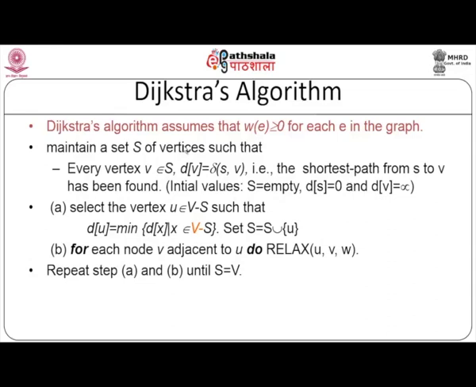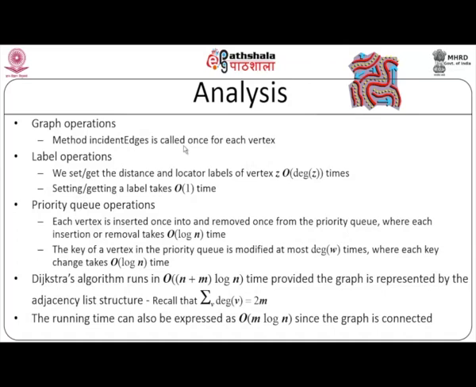For each node V adjacent to U that you have included, you have to do relax U V W, where W is the weight. Then you repeat the steps, starting with an empty set, until the set contains all the vertices.